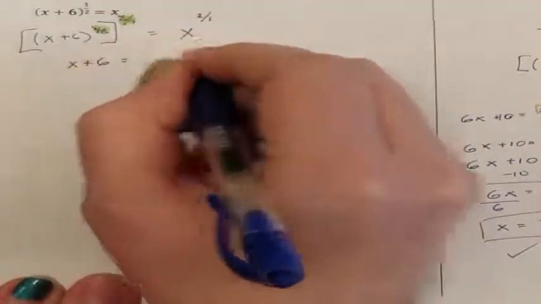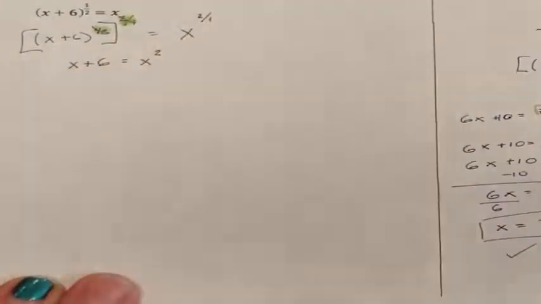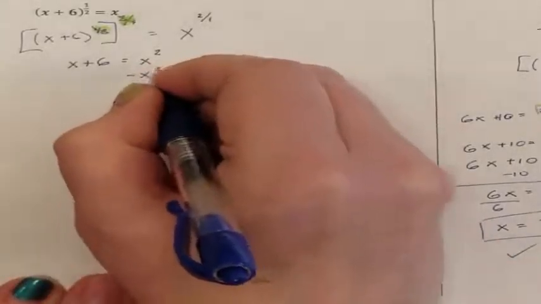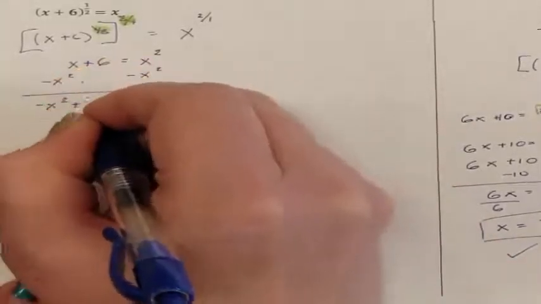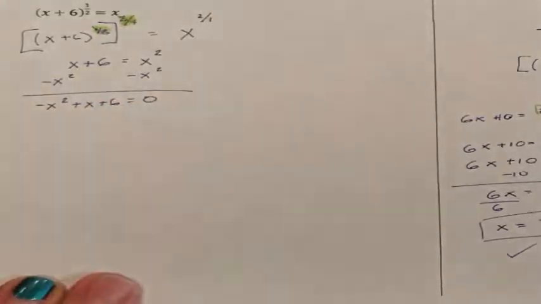So I have x plus 6 equaling x to the 2nd power. I'm going to make this problem equal 0. And now that it equals 0, I can solve by factoring.